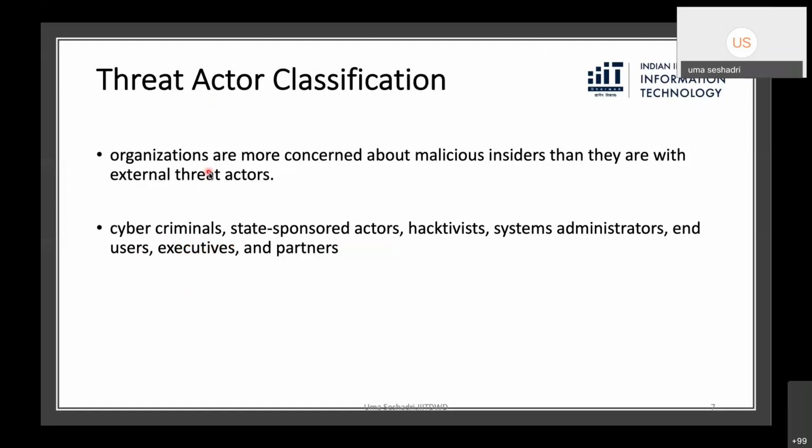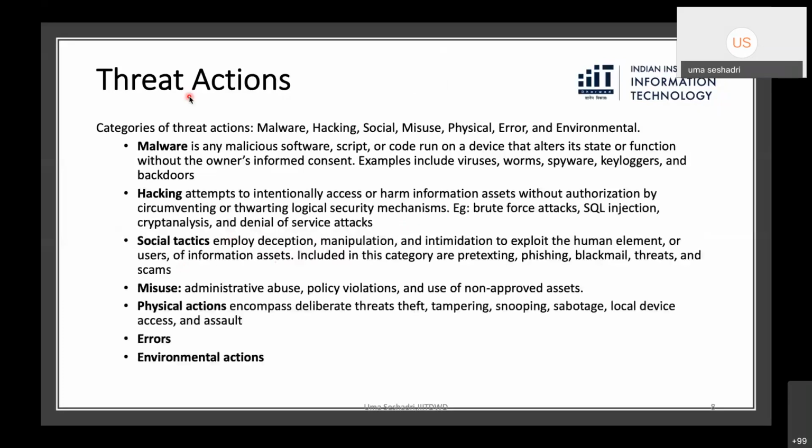So your actors can be either inside or outside, and outside again you have sophisticated actors and other types of actors. What type of actions can they do? They can do malware. They can bring in malicious software, script, or code, and it can run on a device. So these are various actions our threat actors are doing. One is through software. Without us even knowing, software gets installed on our machine, and it can start destroying many of our programs and files and deactivate some of the services. Some examples are viruses, worms, spyware, keyloggers, backdoors, and the like.